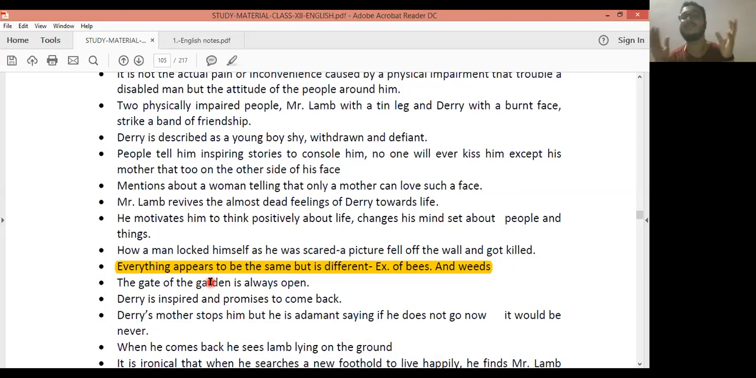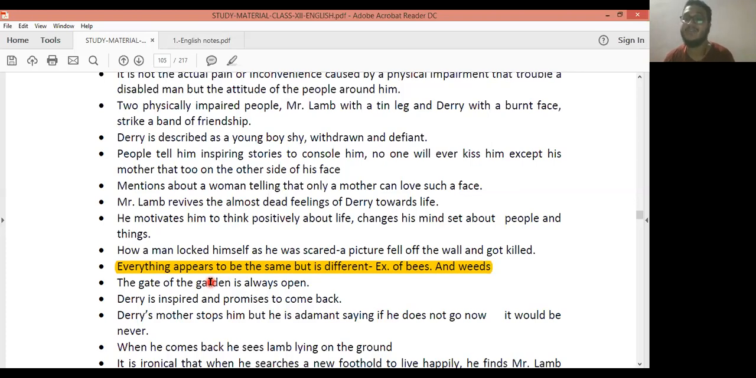Everything appears to be the same, but is different. Everyone appears to be the same. Humans, with hands and head, are the same, but there is some difference in each and every individual. Example of bees: people see the bees moving around and don't enjoy it, but he sees the bees and understands. Bees buzz at the same time.